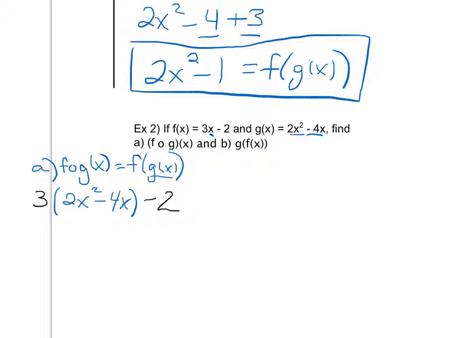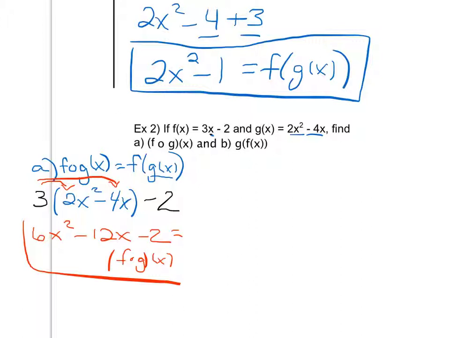From here, I ask myself, can I simplify? Well, yeah, it looks like I can distribute a 3 in to both terms, giving me 6x squared minus 12x minus 2. I notice that from here, there's nothing else I can do. I do not have any like terms, so this is going to be my final answer. This new equation is equivalent to f following g of x. And like I said, that is my final answer.